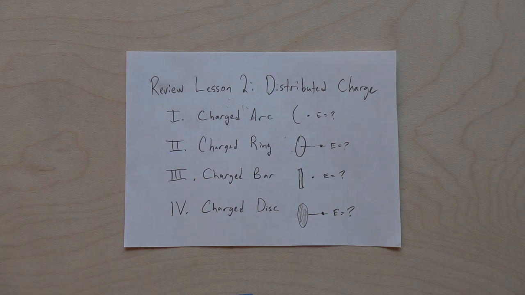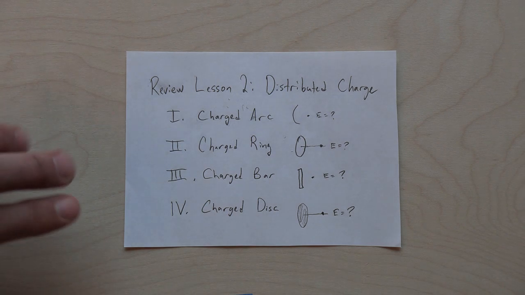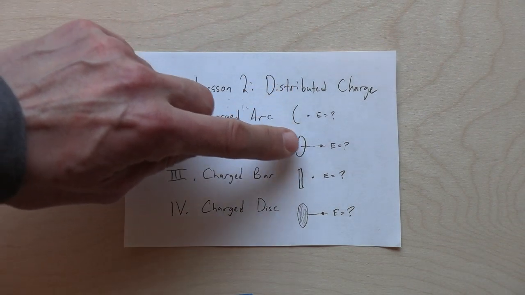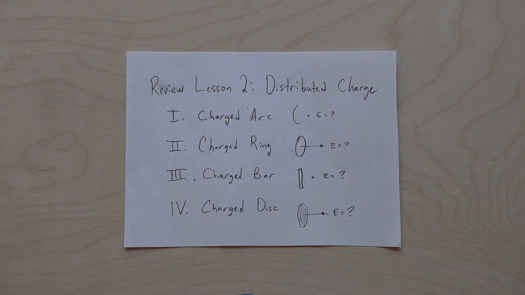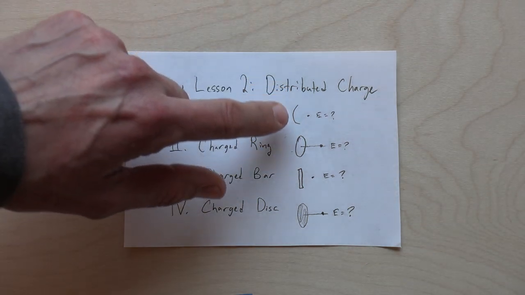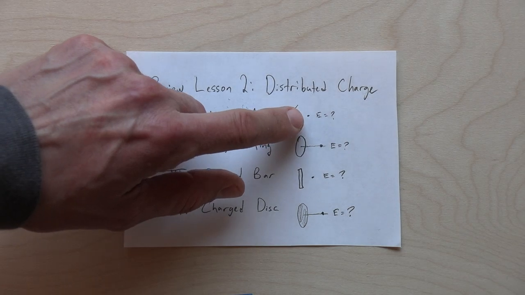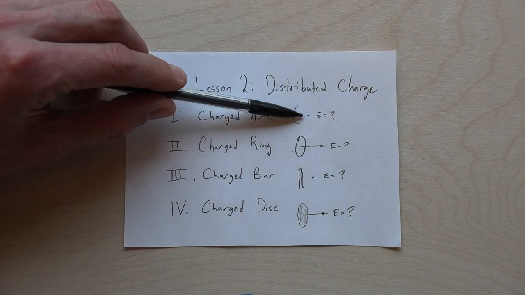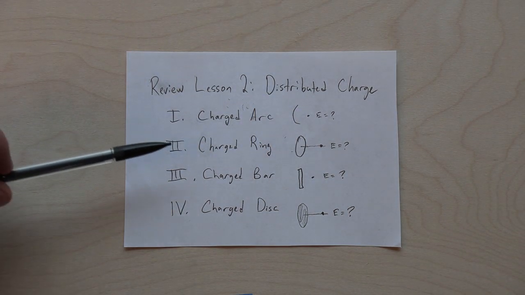What we're going to be doing in this review lesson is looking at charged objects where the charge is spread out, so they cannot be viewed as simple point charges. The four shapes we'll be studying today are the charged arc, where you take part of a circle, or maybe a whole circle, cut off a piece, and the charge is spread around that arc, and we want to find the electric field at the center of the arc's curvature. We're also going to look at the charged ring.